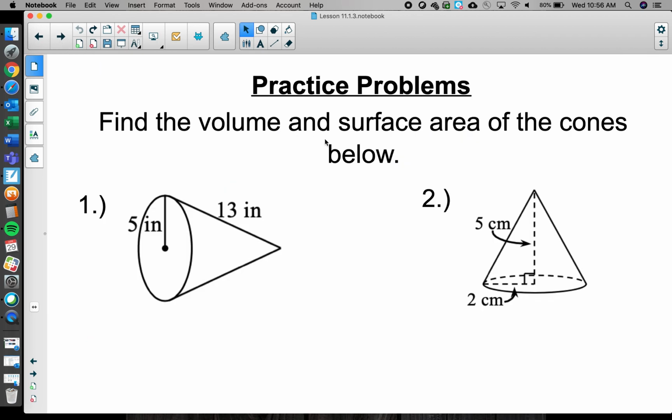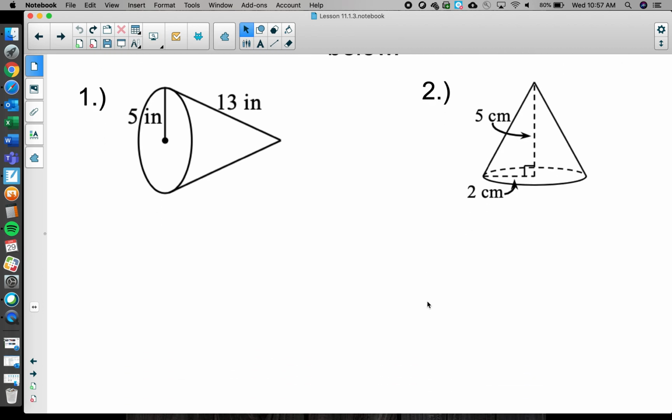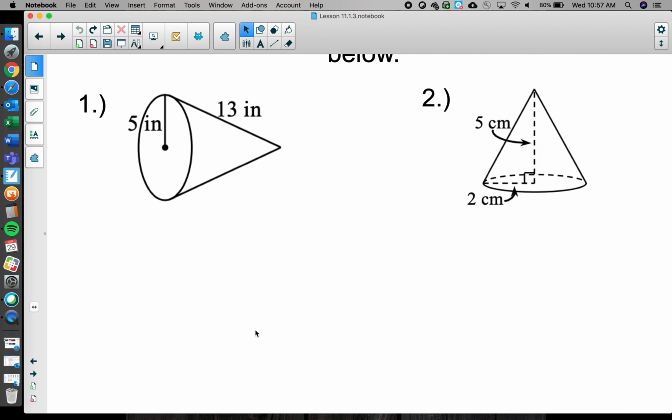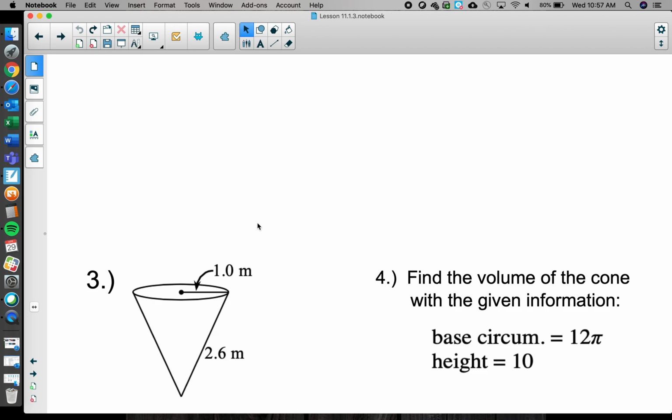And then the practice problems, here's your cones where you've got the radius and the slant height on this one. You're going to have to find the actual height of the cone. Okay, so you're going to do Pythagorean theorem. Here you have the height and the radius. You're going to have to find the slant height in order to get the volume and surface area. And then here, number 3 is very similar to number 1, just with different numbers.